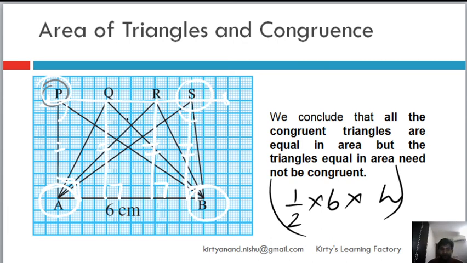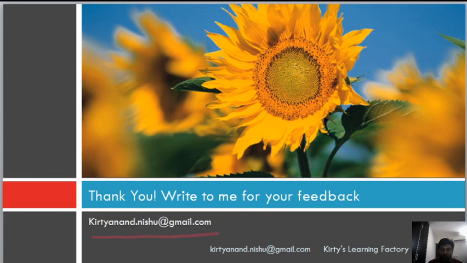If there is a triangle in such a way that the height is also the same and this angle is equal to this angle, then obviously the triangles are congruent, but otherwise not necessarily. So congruent triangles are equal in area, but equal area triangles are not necessarily always congruent. So keep that in mind. They might be congruent, they might not be congruent. So cool, that was all which I had. I hope you enjoyed this one, and see you in the next one.